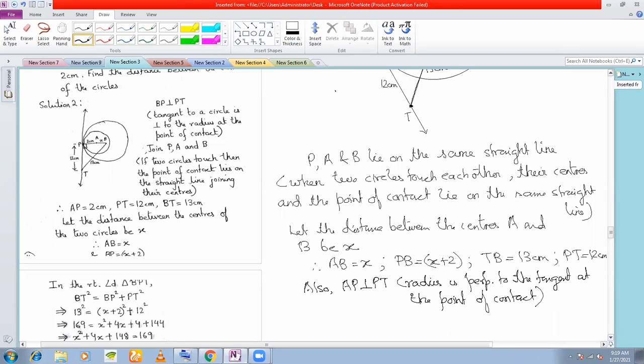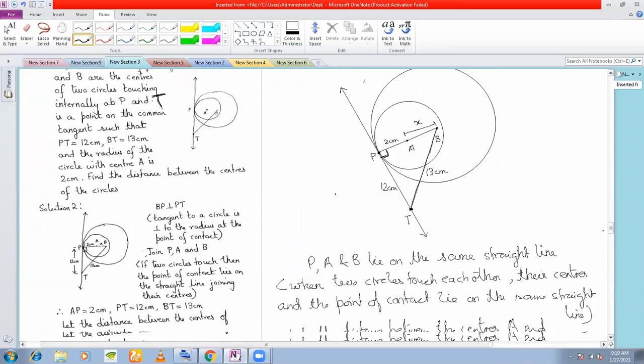Fine. So that means now this becomes a right angle triangle here, triangle BPT. This triangle becomes a right angle triangle, and BT is the hypotenuse here. So this length is your hypotenuse. PB is your perpendicular, PT is your base.